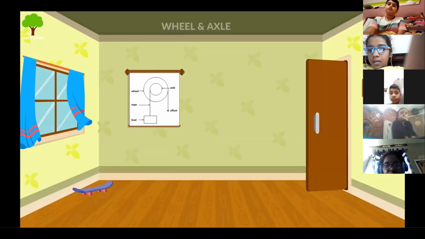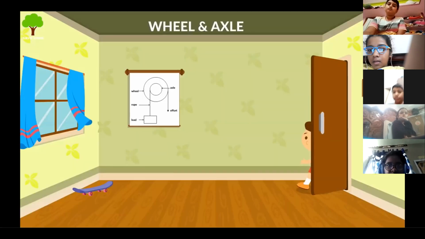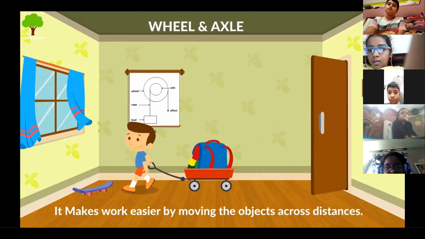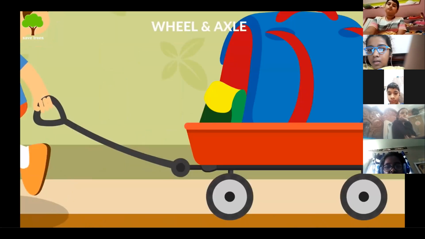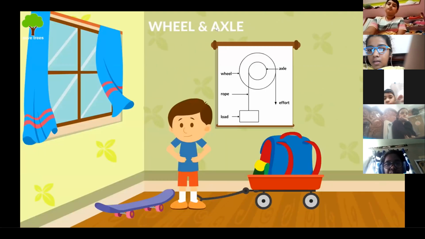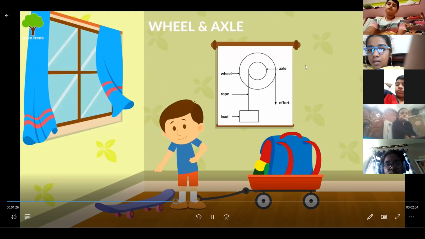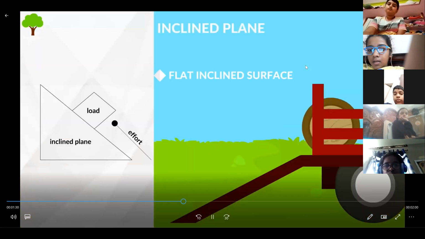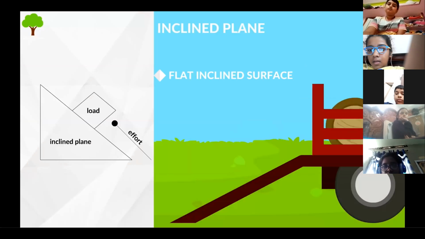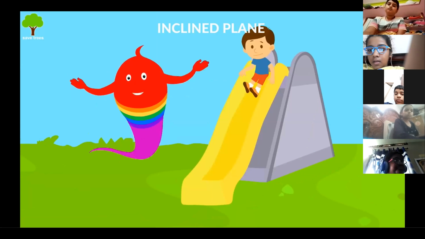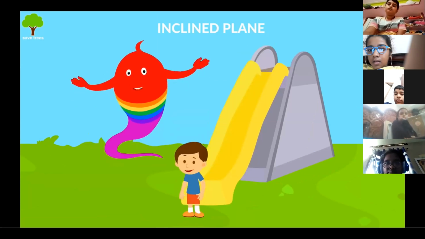Wheel and axle. It makes work easier by moving objects across distances. The wheel turns with the axle causing movement. An example is your skateboard. Inclined plane. It is a flat surface that is inclined, so it can help move objects across distances. This slide is also an example of an inclined plane.